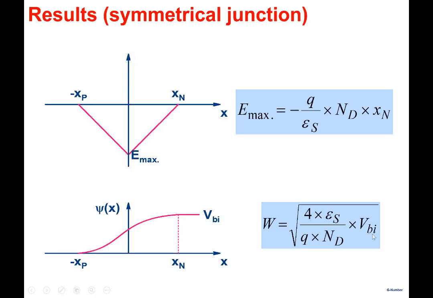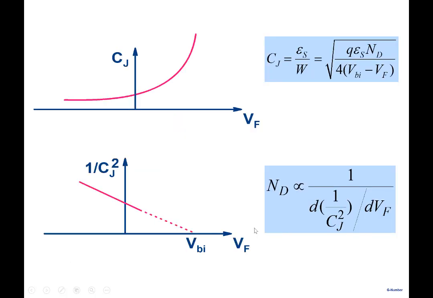And based on that, you calculate the electric field. You calculate W. Depletion means all kinds of things you calculate, right? You calculate capacitance, and you use the capacitance to calculate doping, all kinds of things that we do based on this approximation. Extremely important approximation, right? We use it regularly.